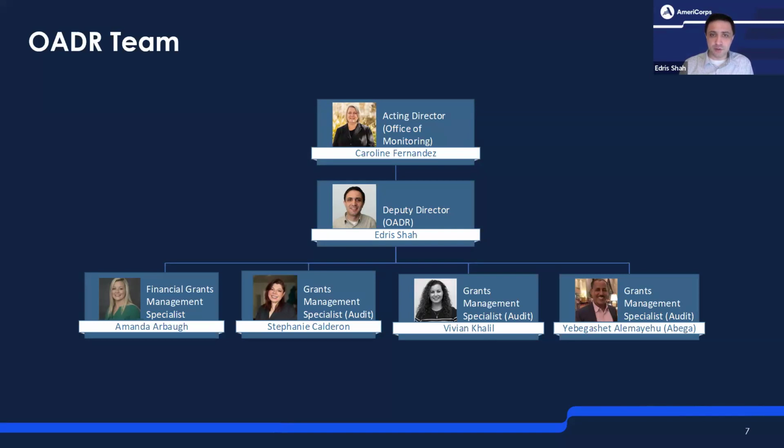As you can see in this chart, OADR is structurally located within the Office of Monitoring, with Caroline Fernandez as the acting director for both the Office of Monitoring and OADR. And I have the privilege of working with this exceptional group of professionals, each dedicated to upholding the diverse and critical operations of OADR in support of all of you. This structure has really been shaped over the past year and a half or so, and each member brings a unique set of skills to support our collective efforts.